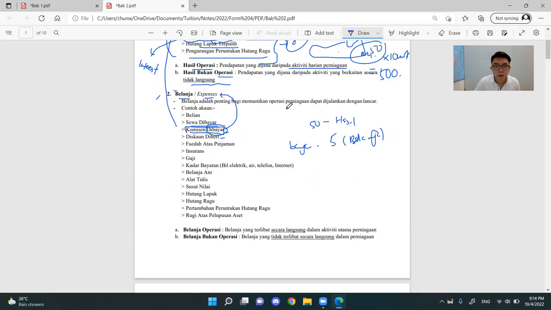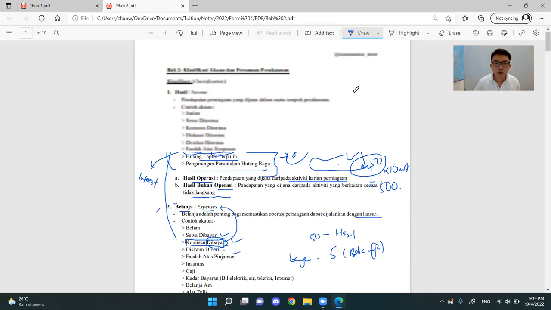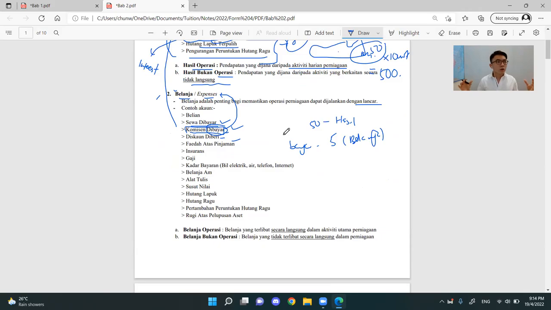Okay, next one will be belanja. Just now, I already covered these two, right? So it's basically very simple stuff. But before that, what's the definisi? Belanja adalah penting bagi memastikan operasi perniagaan dapat dijalankan dengan lancar. So you need to spend, you need to belanja, expense, to make sure your business operates smoothly. Just like our clothing business, the shirt shop. In order to sell shirts, of course you must pay your sewa dibayar. You need to pay your rent, or else you cannot use the place and the customers can't come in and shop around your store, isn't it?